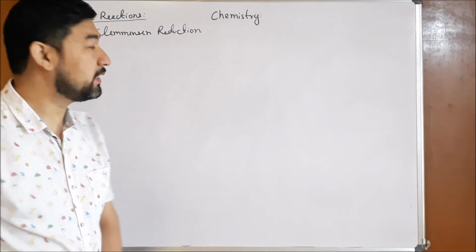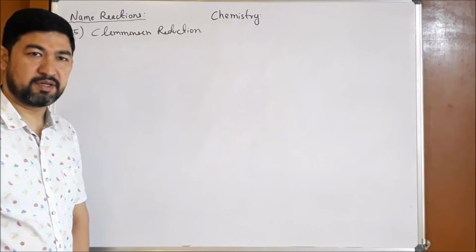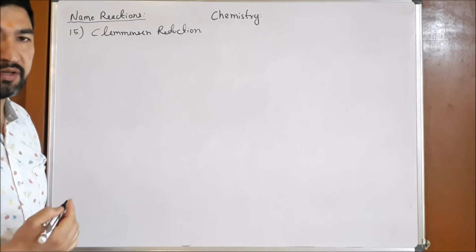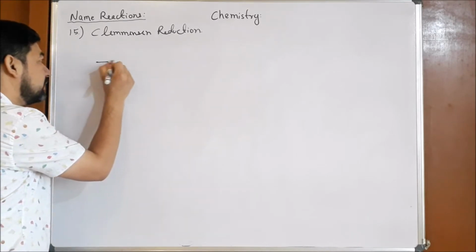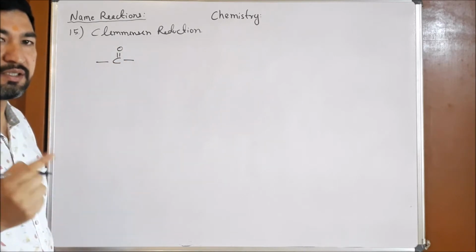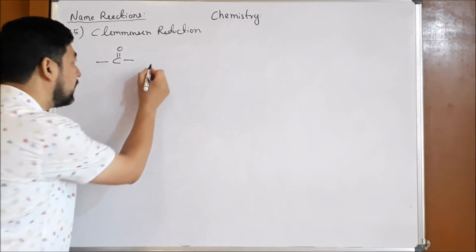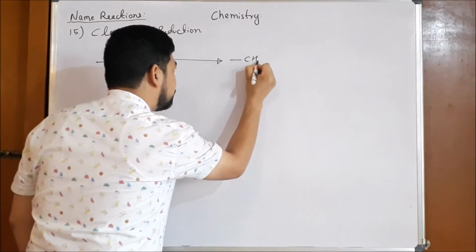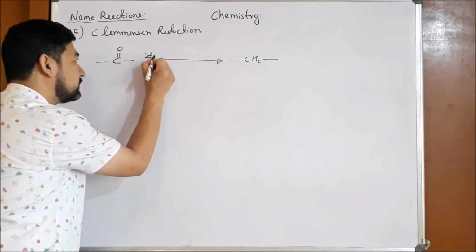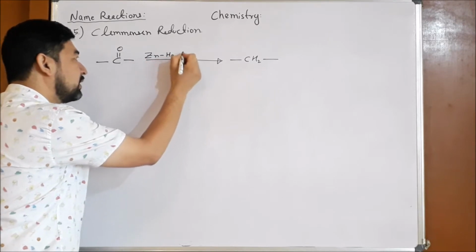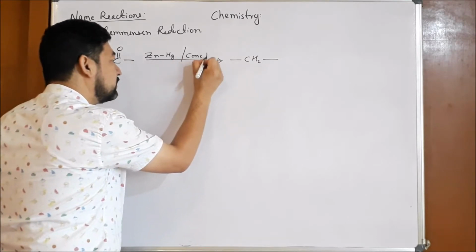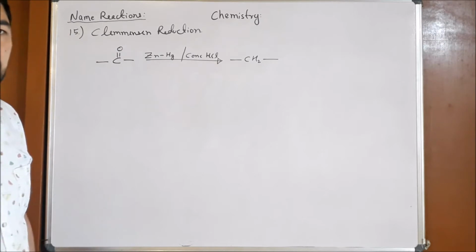Dear students, today we will learn about Clemmensen reduction. In the Clemmensen reduction, normally the carbonyl group is converted into hydrocarbon, right? So this carbonyl group, which is present in aldehyde and ketone, is converted into this CH2 group in the presence of zinc amalgam, that is a mixture of zinc and mercury, in the presence of concentrated HCl. So this is known as Clemmensen reduction.